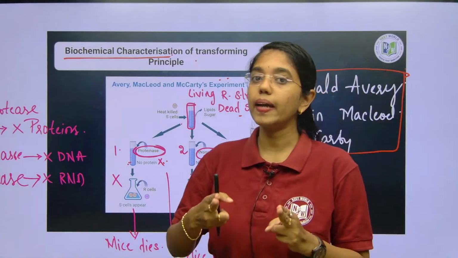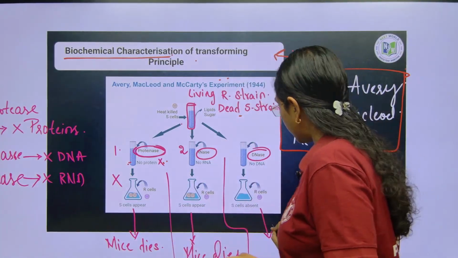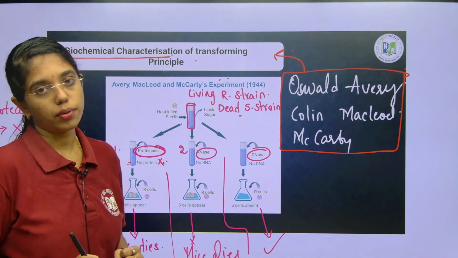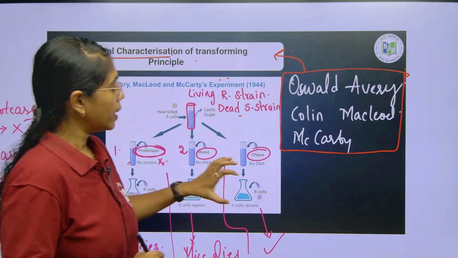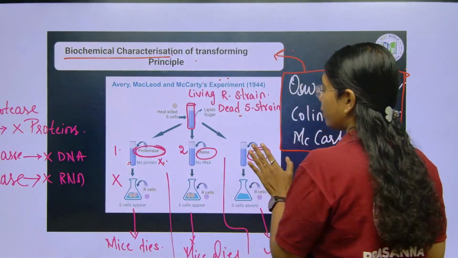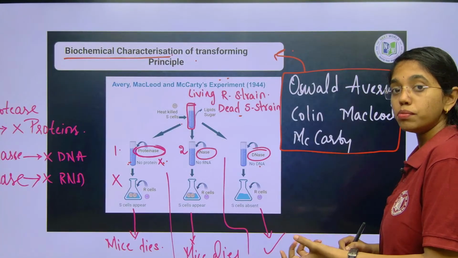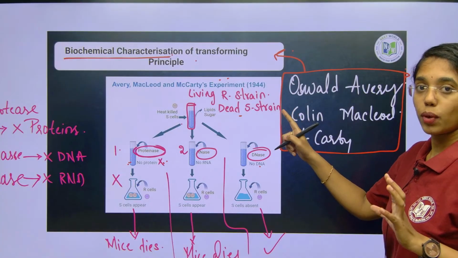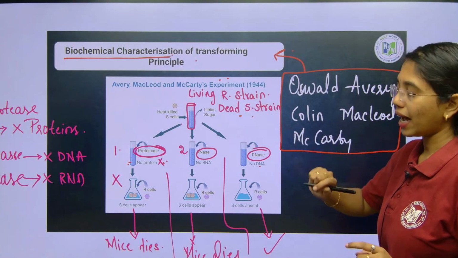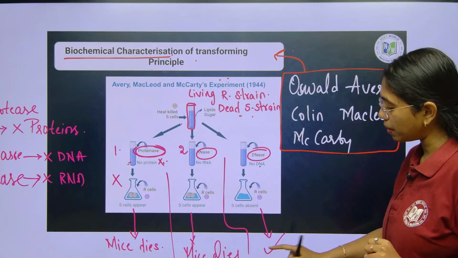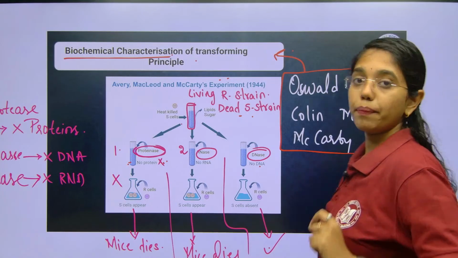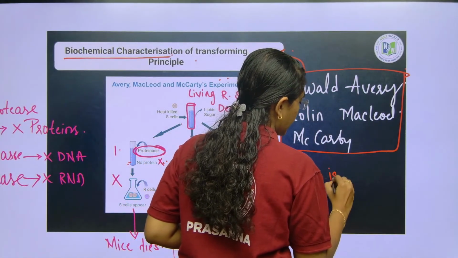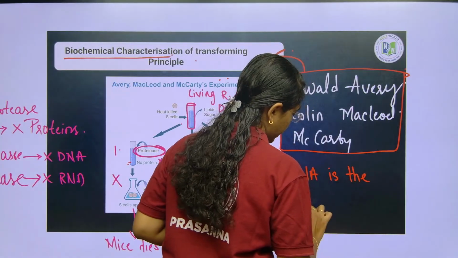It will disintegrate DNA, right? And here the mice are alive, which means there is an effect on the transforming principle. Here, when DNase is added and the DNA is disrupted, in the absence of DNA there is no transforming principle from the dead S strain to the R strain. Nothing is transformed and the mice are alive. So with this they proved that DNA is the genetic material.